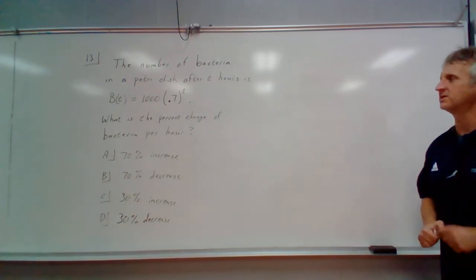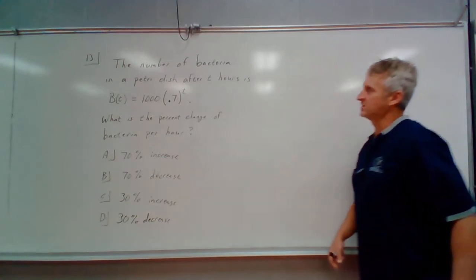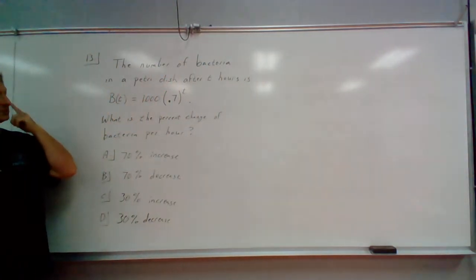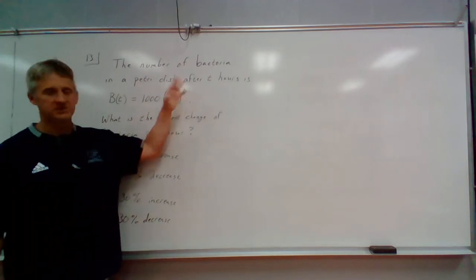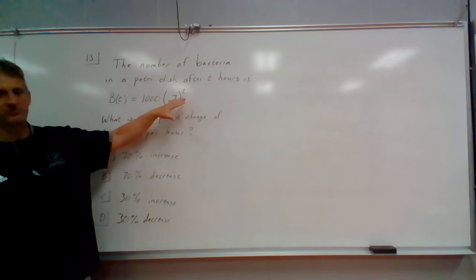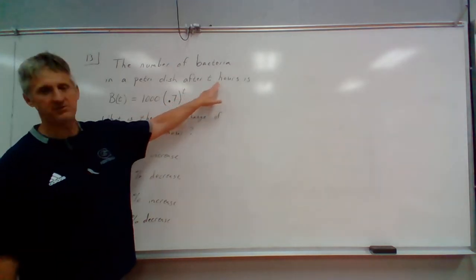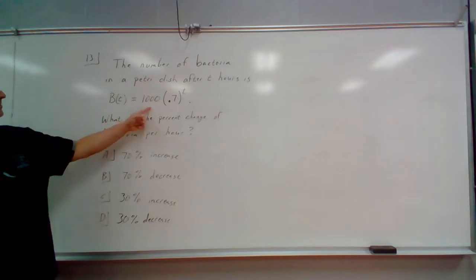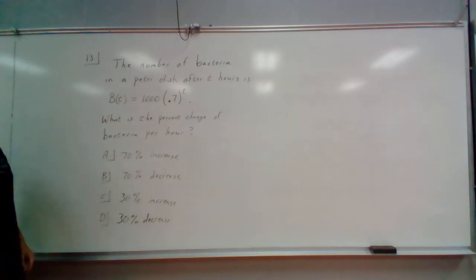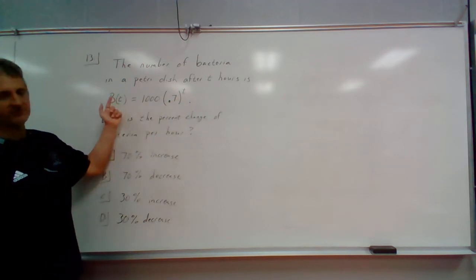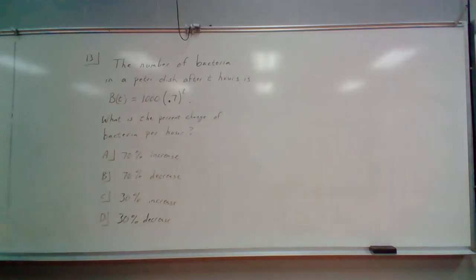All right, so let's continue our review. Here we have the number of bacteria that are in a petri dish after T hours. Anytime you have a word problem, make sure you understand what each variable represents. Here the T represents hours. So after T hours, there are this many bacteria in the petri dish. So I plug in the number of hours for T, and this function will spit out the number of bacteria.